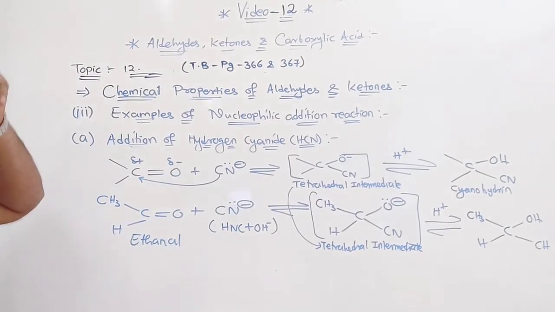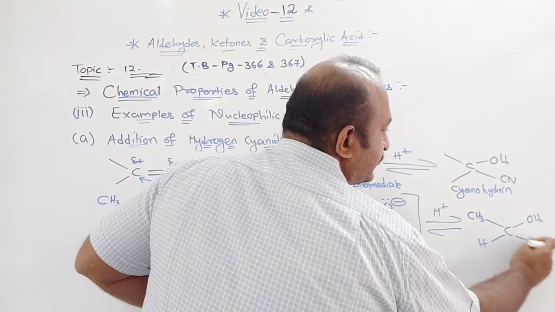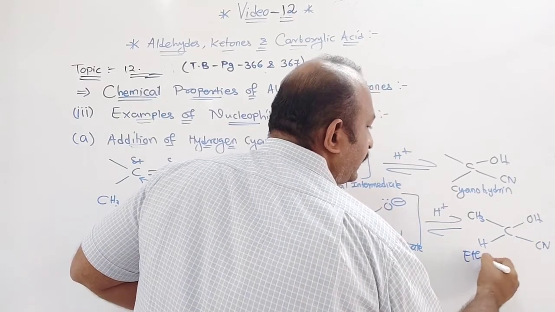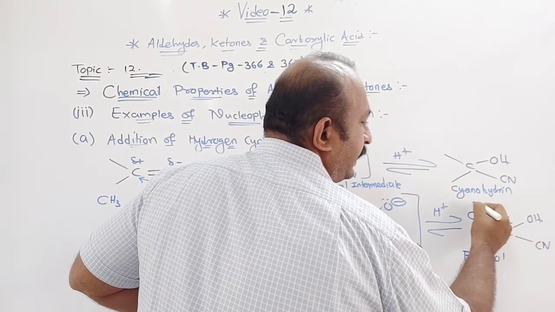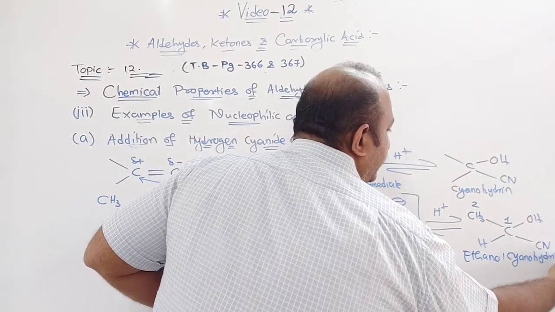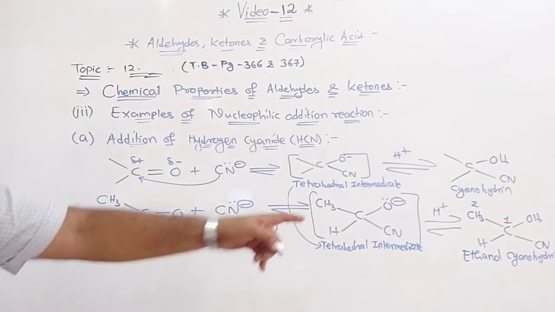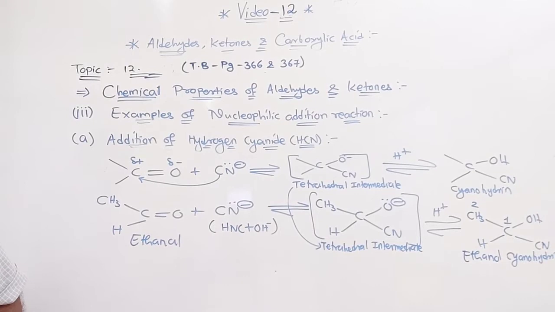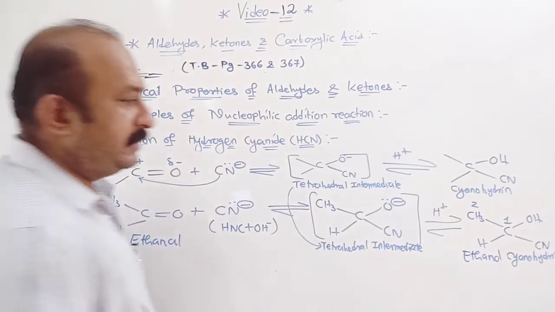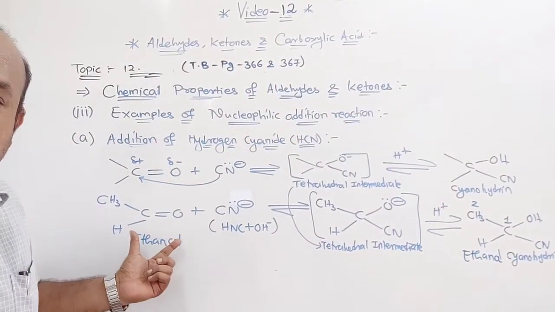Then you can see ethanal cyanohydrin. Here CN will come. Ethanal, why ethanal? Because it has 2 carbons. Ethanal cyanohydrin is the compound that you got in this case. Clear? Okay. Now the next part: ethanal will come, because from ethanal we produce this.